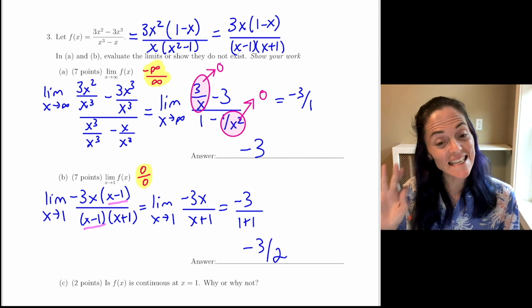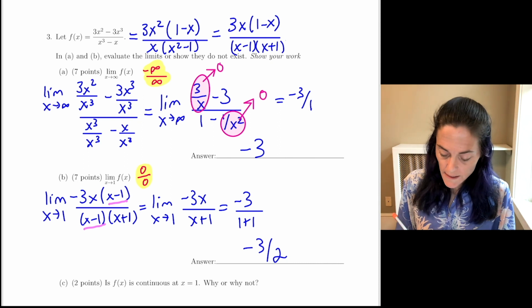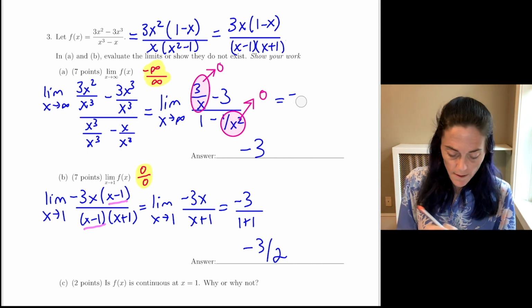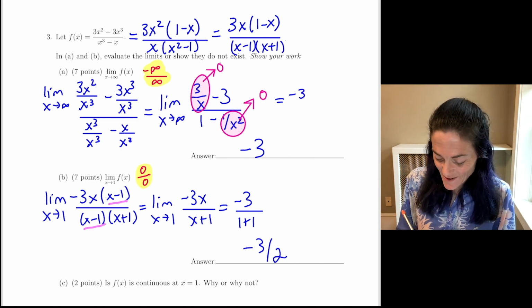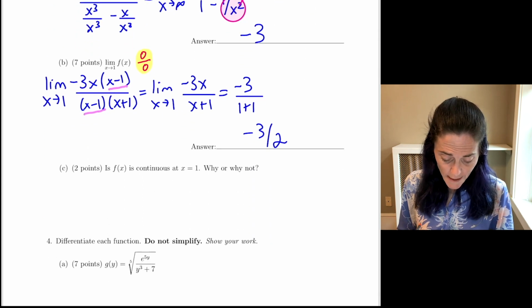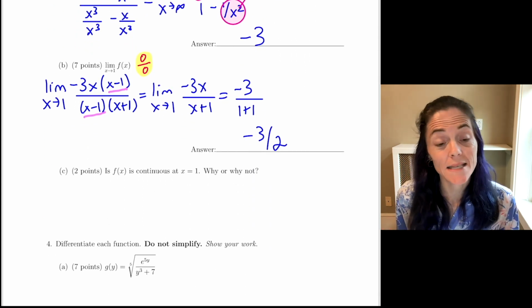Both of these limits exist, even though we have these indeterminate forms. So these are great questions. Let's move on. Next question, is f of x continuous at x equals 1?